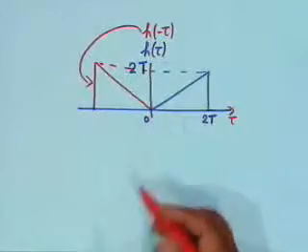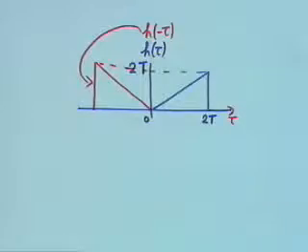And then what we do is we find out h of t minus tau, which will mean that the whole waveform shall be shifted to the right or to the left depending on the sign of t. If t is positive, then it shall be shifted to the right.